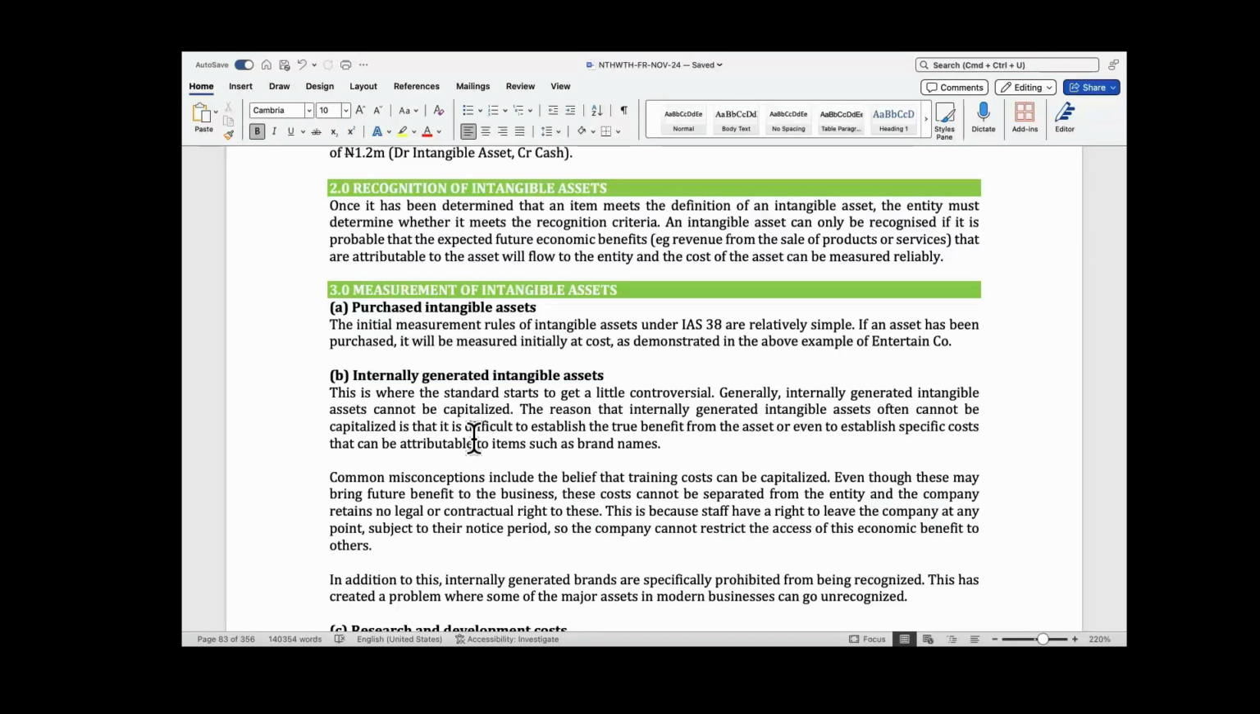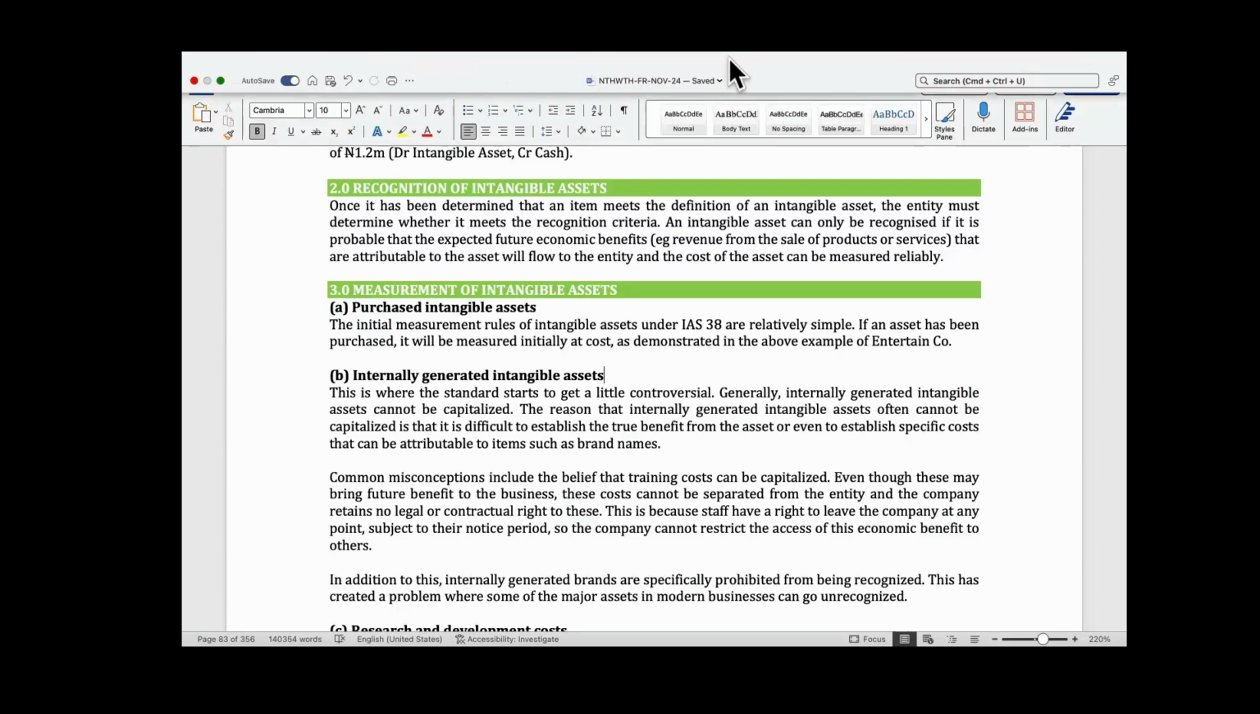So you need to remember that when they have an indefinite useful life, we do not amortize them, but what we do is to subject them to annual impairment review. And that is it for intangible assets. So let's solve some questions to round it up for today. Before then, if you have any question, this is the time you should ask before we go into solving questions.